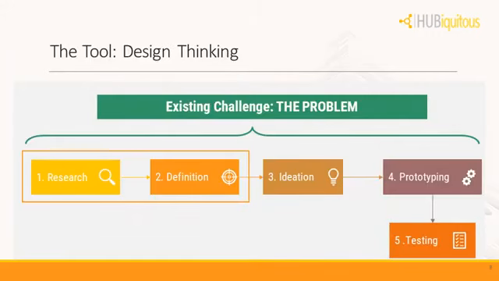So here you have the process of design thinking. It is based on 5 steps. The first and the second steps are more related to the definition of the problem. They are the research and the definition phases. We are going to see them deeply in the following slides. And then you have the 3 last stages that are ideation, prototyping, and testing, which are more related to the definition of the solution.